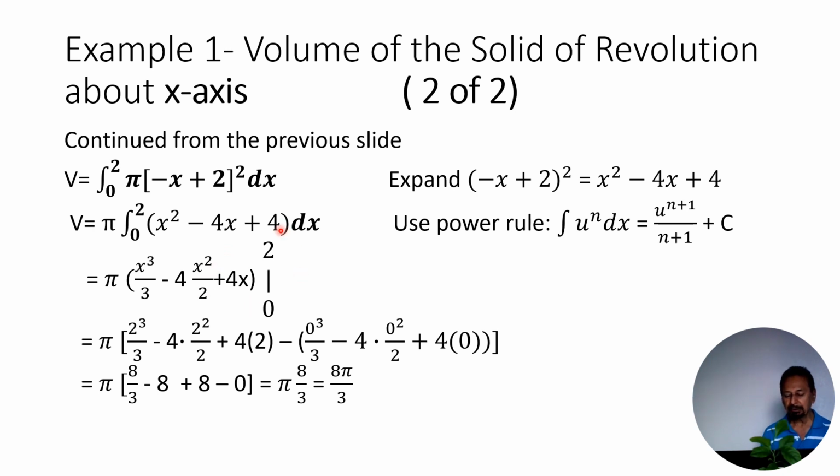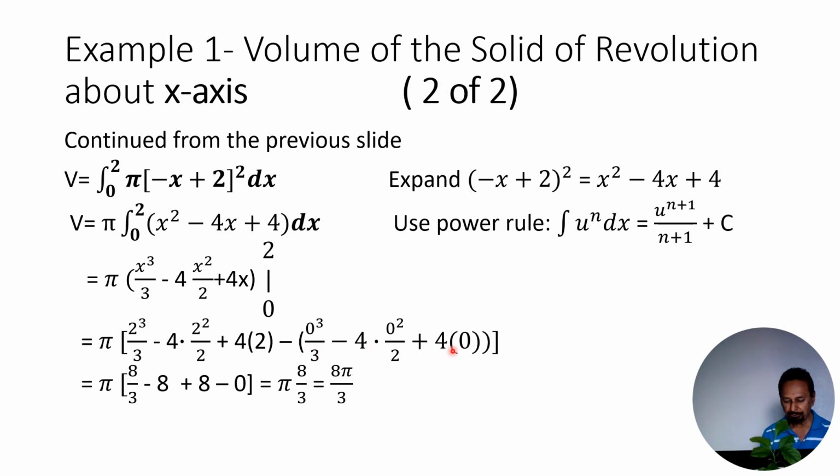And this is a constant, and the integral of a constant is the constant times x. Now you have to take the limits 0 to 2. So first you substitute 2. So it becomes pi times 2 cubed over 3 minus 4 times 2 squared over 2, plus 4 times 2. And then you subtract, and then you substitute the lower limit: 0 cubed over 3 minus 4 times 0 squared over 2 plus 4 times 0.